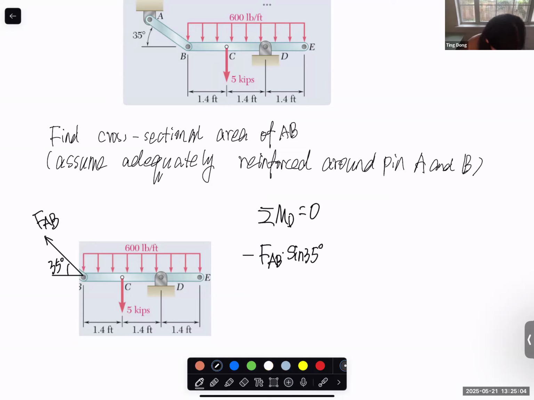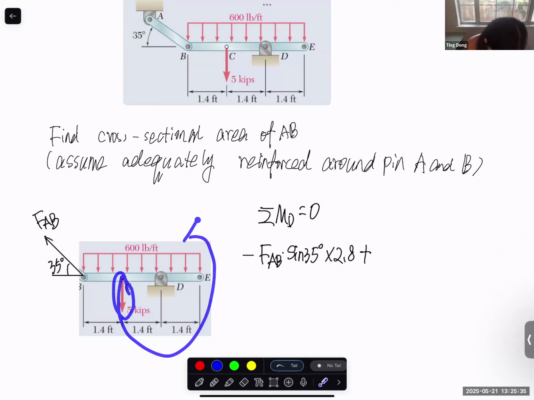What is the moment arm? 3.2. Oh, 4.2. What? Sorry, 2.8 from point D. Yeah, 2.8. So for the Y component, this is the moment arm, 2.8. The next one is, of course, this force. This force will generate a counterclockwise moment, so it's positive.